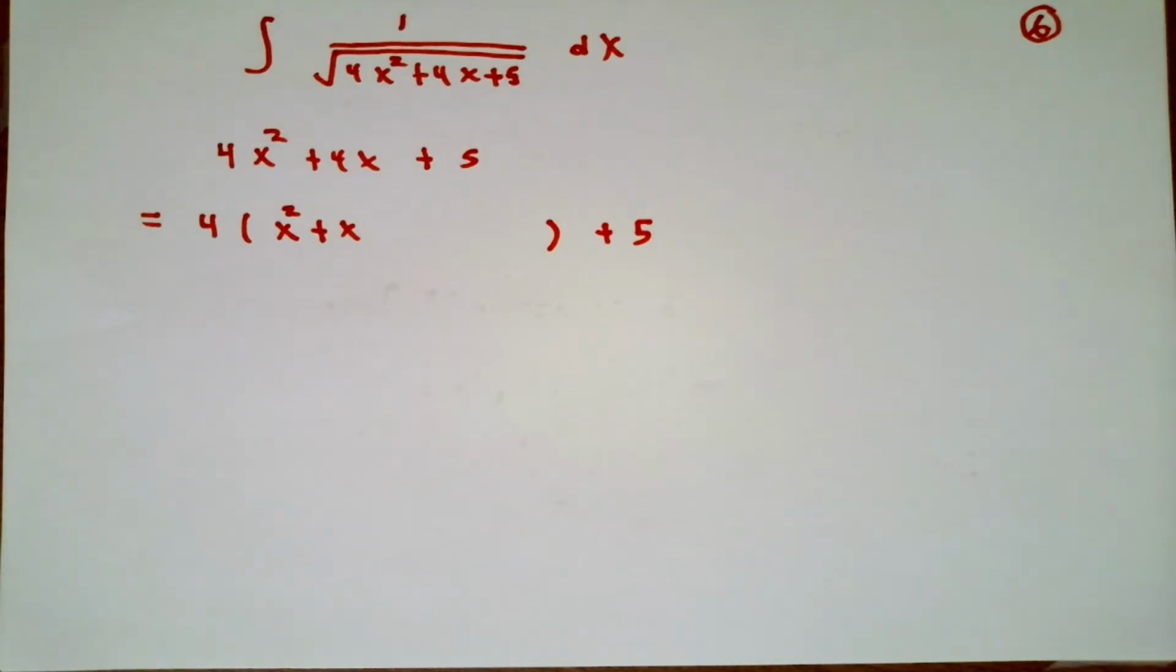In what remains, I have 4x squared plus 4x. I'll factor the 4 out in order to make the coefficient on the x squared equal to 1. I have x squared plus x inside the parentheses. I'm going to complete the square on that. I'm going to take the coefficient of the x to the first power term, which is 1, divide it by 2 to get 1/2, square that to get 1/4, and then to complete the square, I need to add 1/4 to x squared plus x.